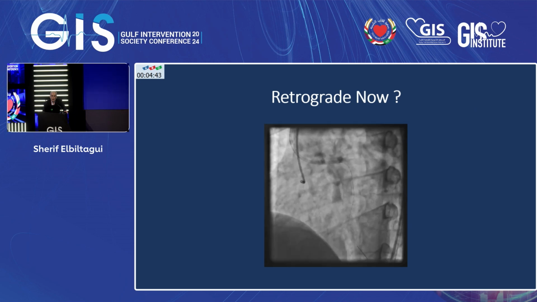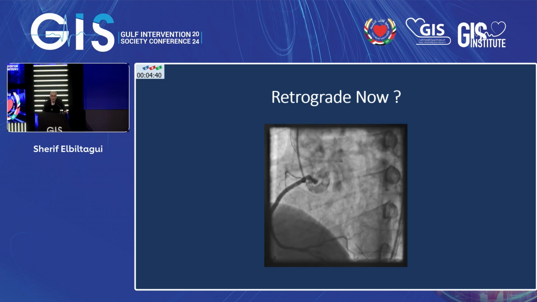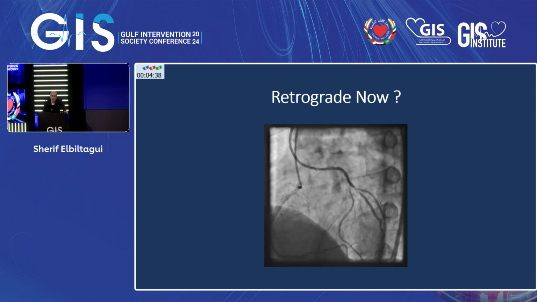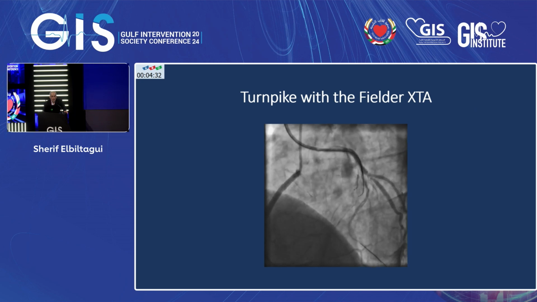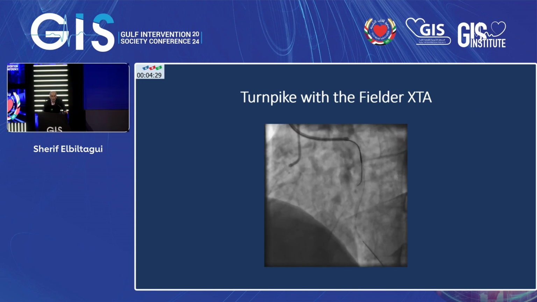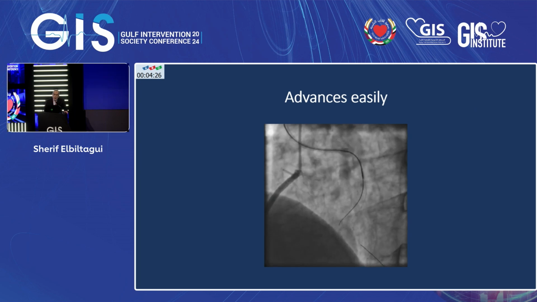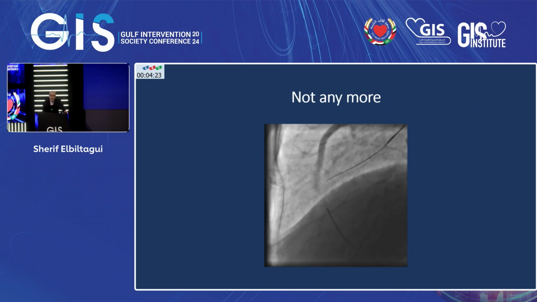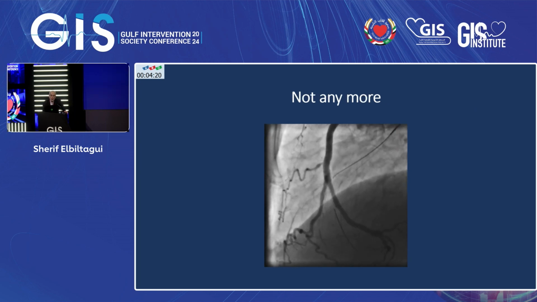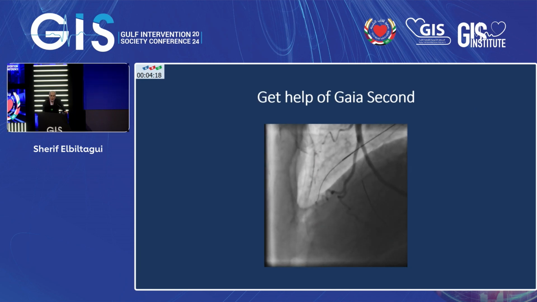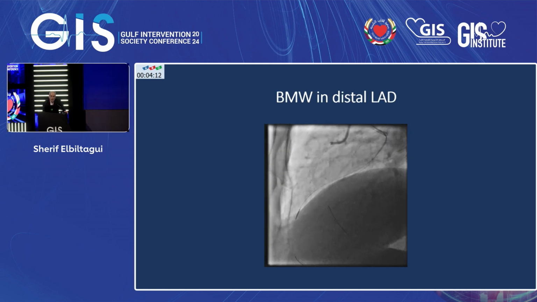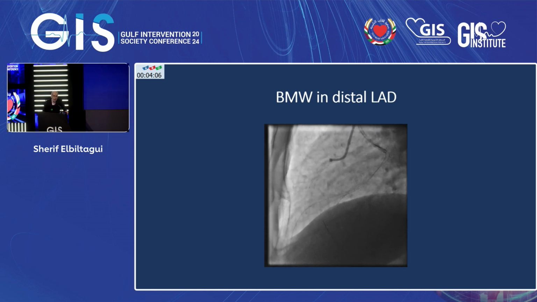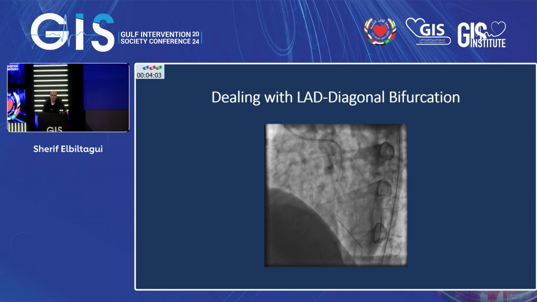Now you can argue to start retrograde. It's attractive here, but I was lucky that the Fielder XT supported with a Turnpike LP could fish the mid-occlusion and pass to the mid-LAD, but not to the distal. I got help with the Gaia Second, and it could complete the wiring to the distal LAD and then continue the procedure as usual.